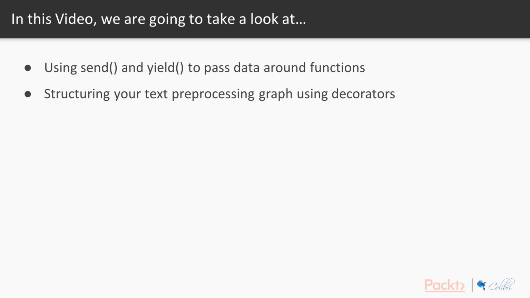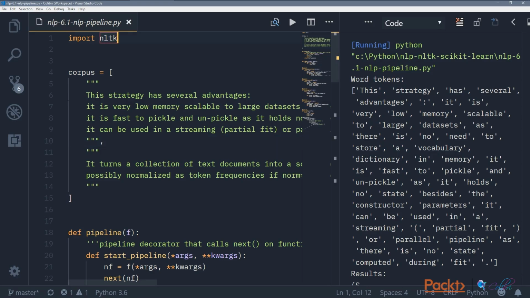So I'm going to show you today the NLTK functions that are commonly used to preprocess natural language into structured language data, so that it's ready to be vectorized and fed into machine learning pipelines. Number two, how we can use the send and yield generators in the Python standard library to create a text preprocessing graph. Let's get right to it. Some housekeeping: we're going to import NLTK, unsurprisingly, and we're also going to set a corpus. This corpus is simply a few sentences from the scikit-learn documentation.